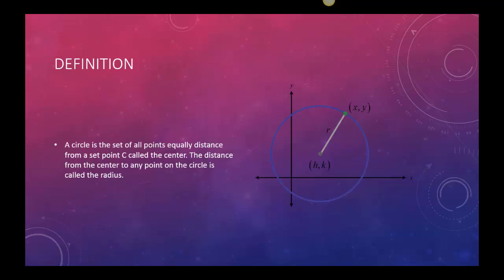So here's our definition. The definition of a circle is the set of all points equally distant from a set point C called the center. The distance from the center to any point on the circle is called the radius. So here you can see I have a little picture, and in the center I have (h, k), which shows some point that I'm going to call the center. And then any point that we're just going to generically call (x, y), I have this distance.